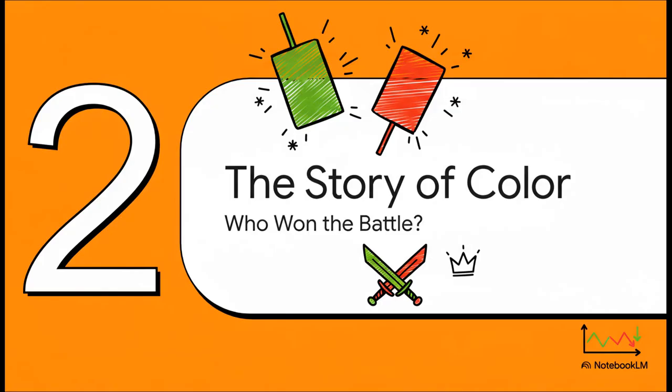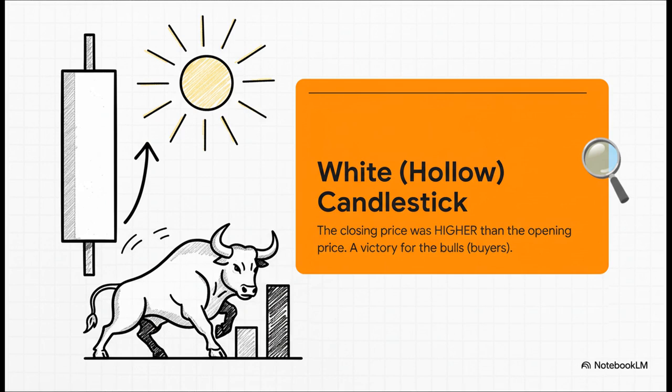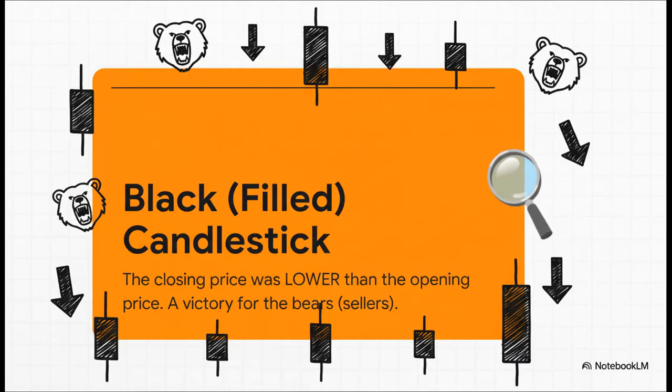Okay, so once we have that body, its color tells us maybe the most important part of the story: who actually won the day's bout. So if the real body is white, or sometimes you'll see it as hollow, that means the closing price was higher than where it started. Simple as that. It's a clear victory for the bulls, the buyers. They got in there, they pushed, and they drove the price up by the end of the session. And on the flip side, if that real body is black or filled in, the close was lower than the open. This is a win for the bears, the sellers. They took control and pushed that price down. Just the color alone gives you an instant read on the day's momentum.